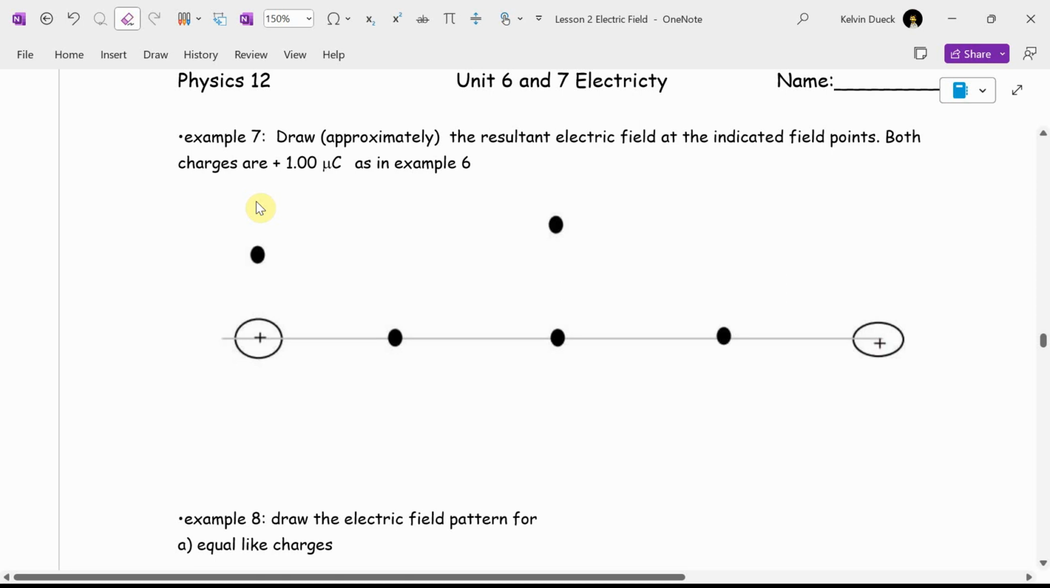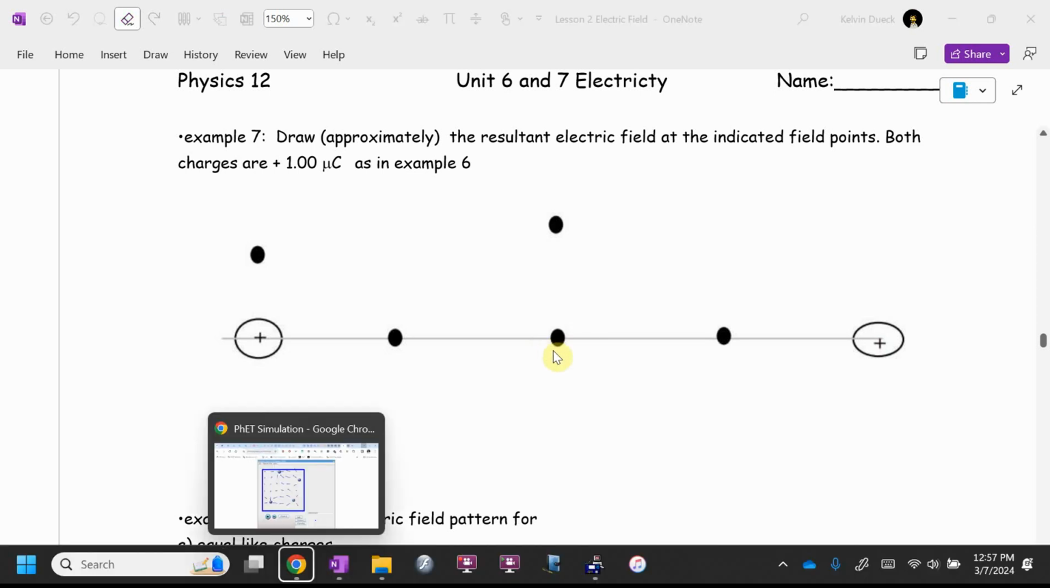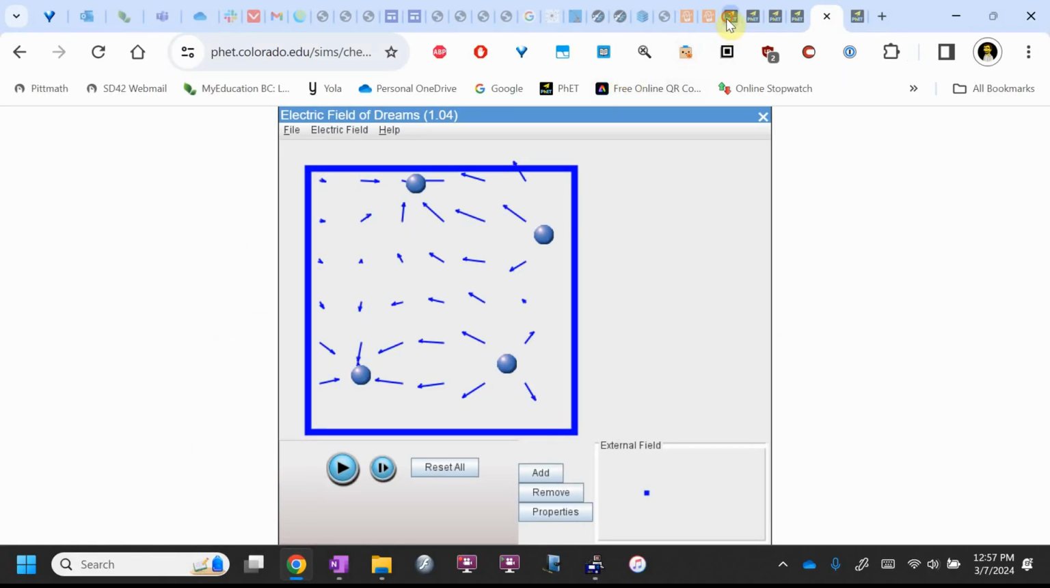Example 7 says draw approximately the resultant electric field at the indicated points. Both of these are identical positive charges. What would the field be right here? You know what? I got a sim for that. Kind of convenient.